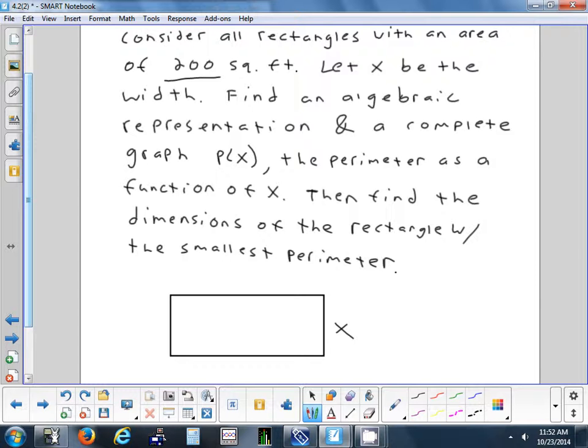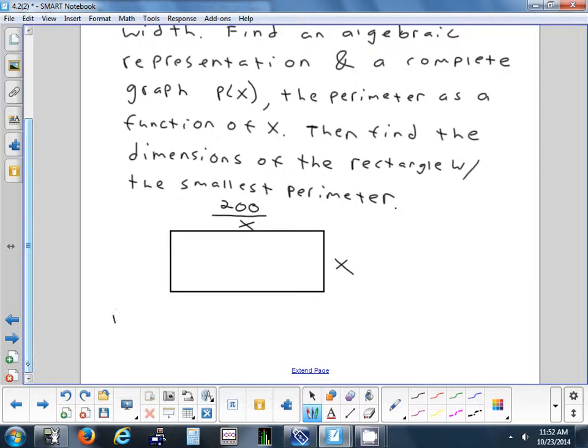James? It would be 200 divided by x. Yes, because now if you did length times width, you'd get 200. Good. Now I want a formula for the perimeter.